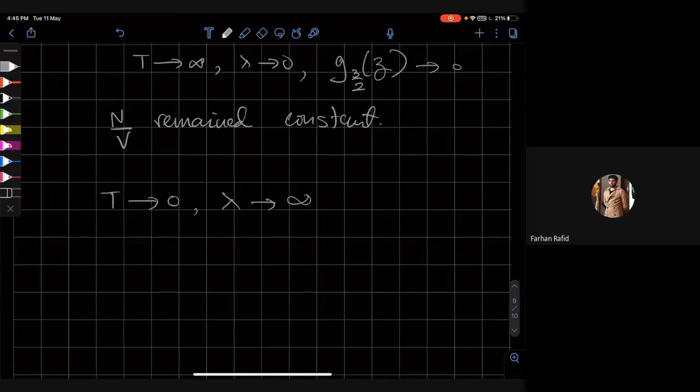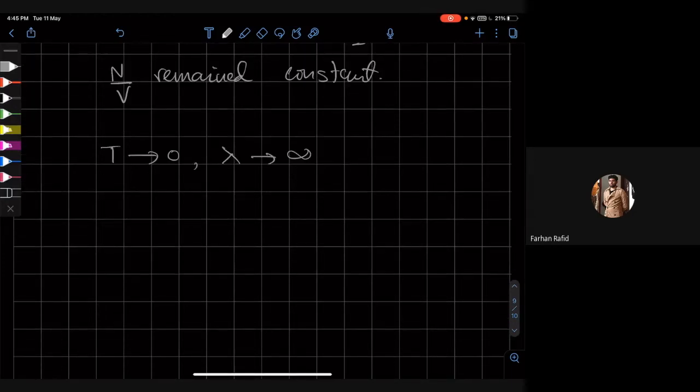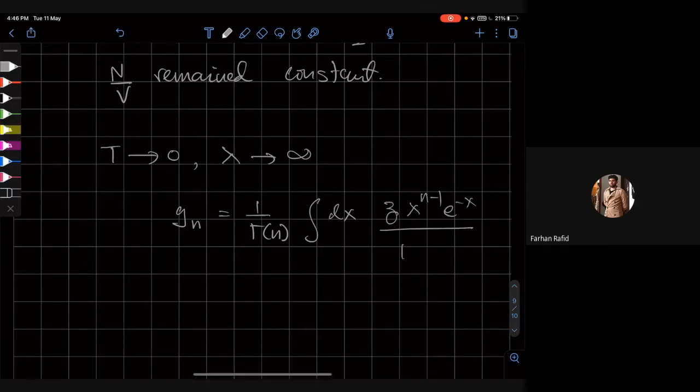Because we want to keep the number of particles fixed, because that's our physical condition. And we'll see that because we ignored the ground state in the integral, that's not going to be the case. So before we do that, let's re-express g_n in a different way. So g_n is 1 over gamma of n, then dx x to the power n minus 1 e to the minus x divided by 1 minus z e to the power minus x, with z in front.